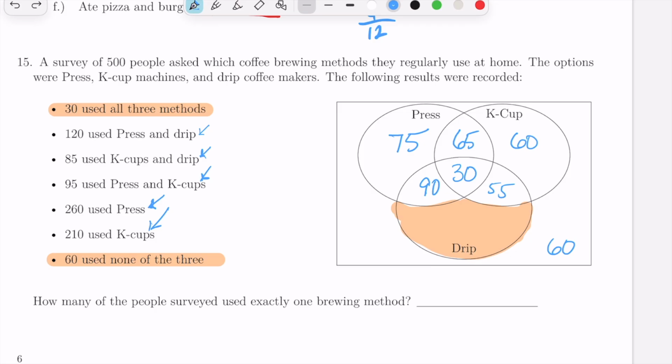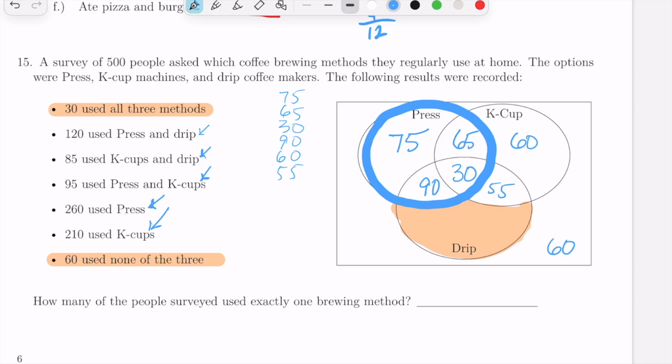Now, I also want to tell you another thing. Some people will just go through and they'll do 75, 65, 30, 90, 60, and 55. And that's fine. They just add up all 6 of those, and you're good. You have a calculator, easy peasy. But did you notice that here, all 4 of those together, haven't I already done that? Don't I know that there's 260 people that use press coffee? And so if I add those up, I should hopefully get 260. If I mathed correctly, that should be 260.